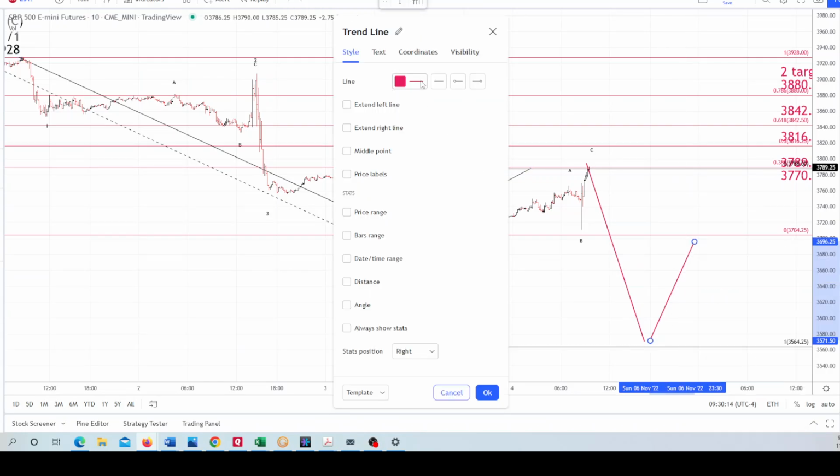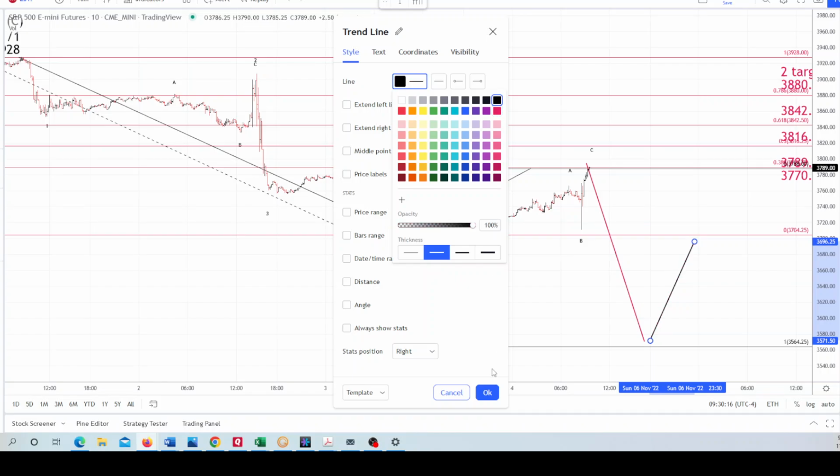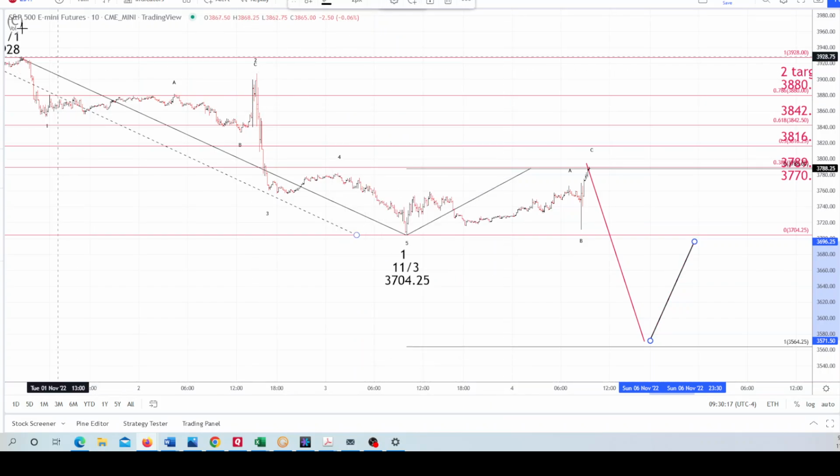Okay, there we go. Okay, first 5 waves down, accomplished. Okay, 3 waves up, in process. Then we need 5 more waves down to a lower low, and then we need 3 waves up to stop below the wave 1 low. That's how we know we got a change in trend.